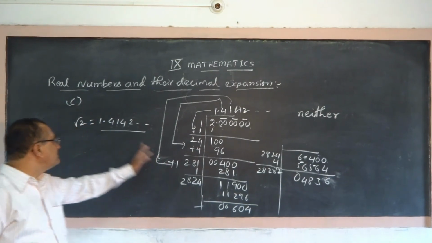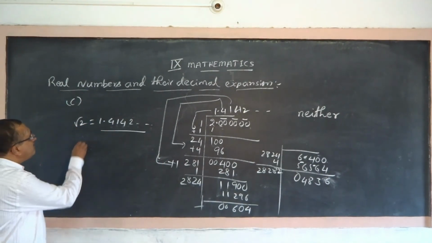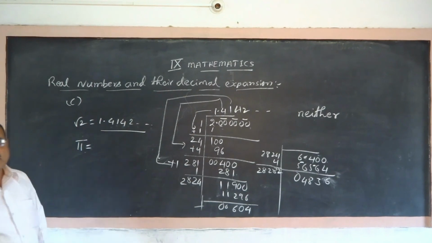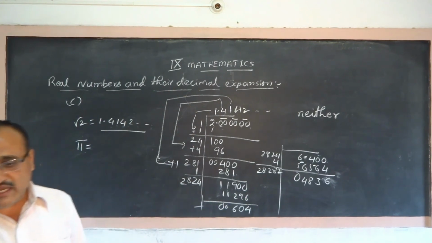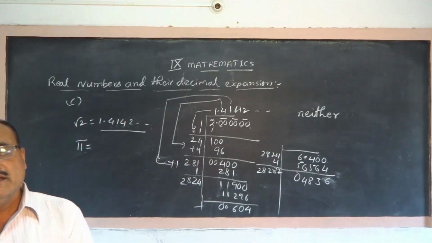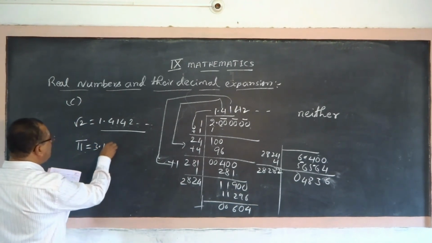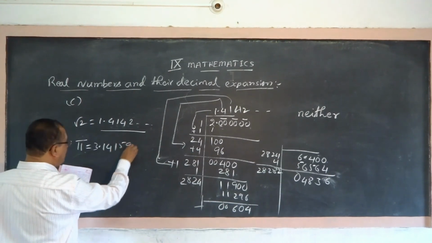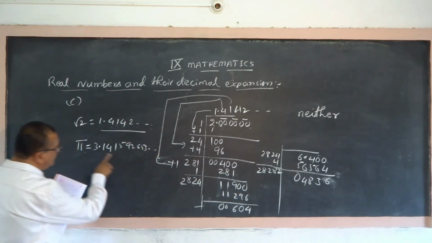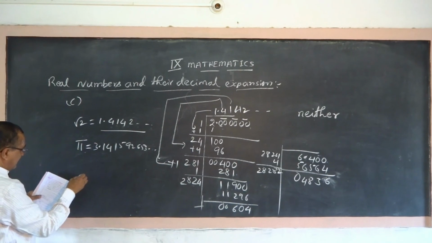Example, you may take this one. Pi is also an irrational number. Its value neither terminates nor recurs. Its value is 3.14159263 etc. Nothing repeats, and in the same way.